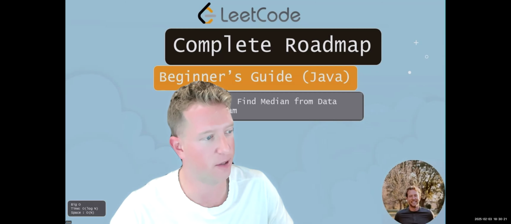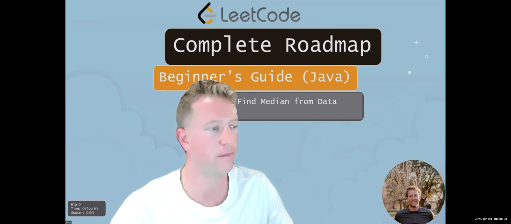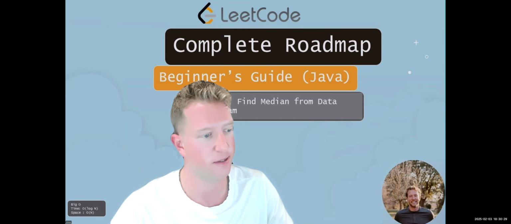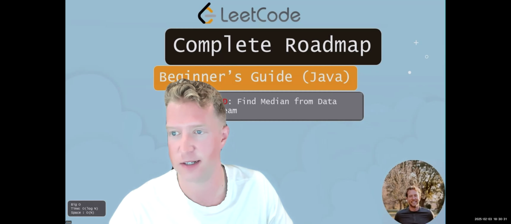So I will upload a commented GitHub link here so you can check that out. But yeah, you got to get familiar with utilizing queues, min heaps, max heaps, and manipulating them in order to pass these problems. But good luck. That was a good hard.